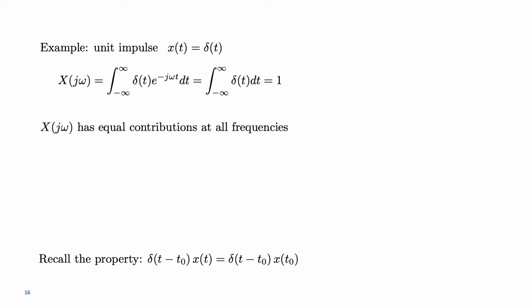If we apply this to our case, we have delta of t e to the minus j omega t will be equal to delta of t times e to the minus j omega 0, which is 1. So in other words, the result of the integral is 1 because it's just the area of the delta. Okay, what does that mean in practice? It means that the Fourier transform X of j omega has equal contributions, unitary, at all frequencies.